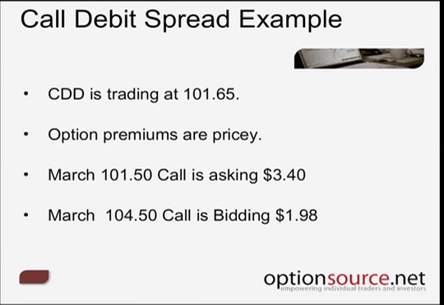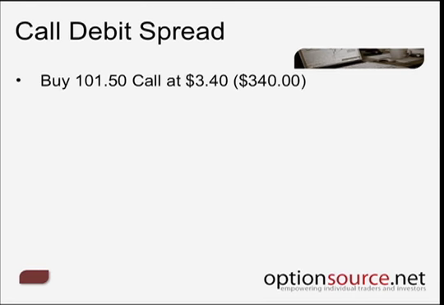Well, the March 104.5 call options is bidding $1.98. So remember that as an option buyer, you're going to pay the ask price. If you want to get in right away, you're going to be paying what they're asking you to pay, which in this case was $3.40. As the seller or the option writer, you're going to receive the bid price. You're going to get what they're prepared to pay you. So in this case, we're looking at collecting $1.98 per contract.